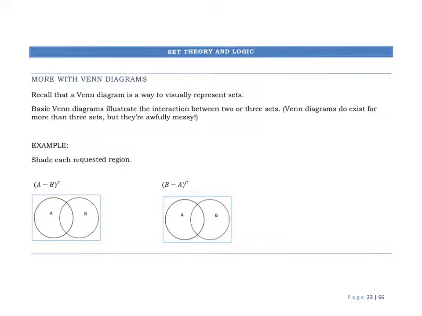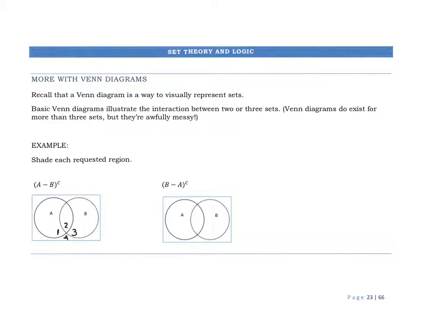So one of the first things that I suggest students do is to number the regions. For example, region 1 would be elements that were in set A only. Region 2 would be elements that were in both sets A and B. Region 3 would be elements that were in set B only. And then region 4 would be elements that were in neither A nor B.